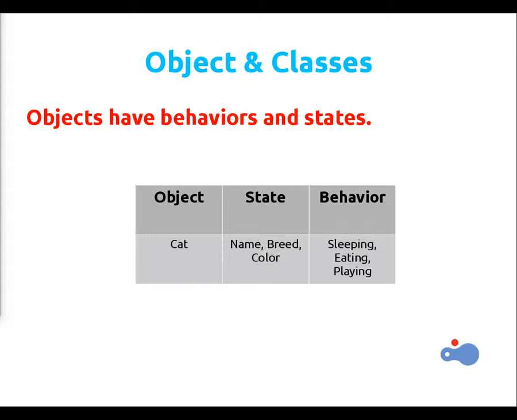Objects have behaviors and states. So, for example, in the table below, you see an object as a cat. The state is the name of the cat, the breed of the cat, the color of the cat, etc. The behavior: sleeping, eating, playing, etc.